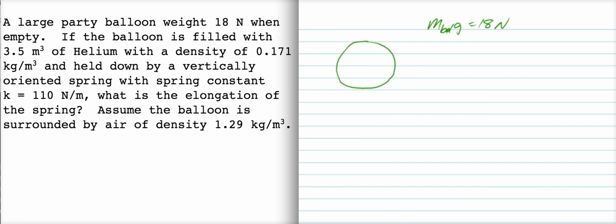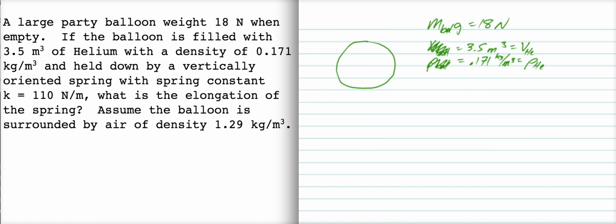And the balloon is filled with 3.5 cubic meters of helium, and the density, well, I probably shouldn't put it this way. Instead of saying it's the volume of the balloon, because that'll be confusing, I'll say that's the volume of helium. And 0.171 kilograms per cubic meter is the density of helium. Because I don't want to get the mass of the balloon mixed up with the mass of helium, right? So the total mass of helium is going to be related to that.